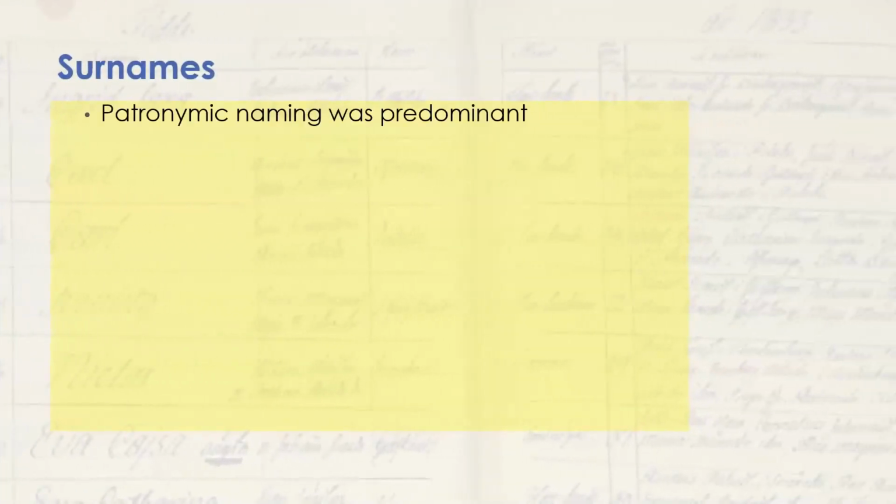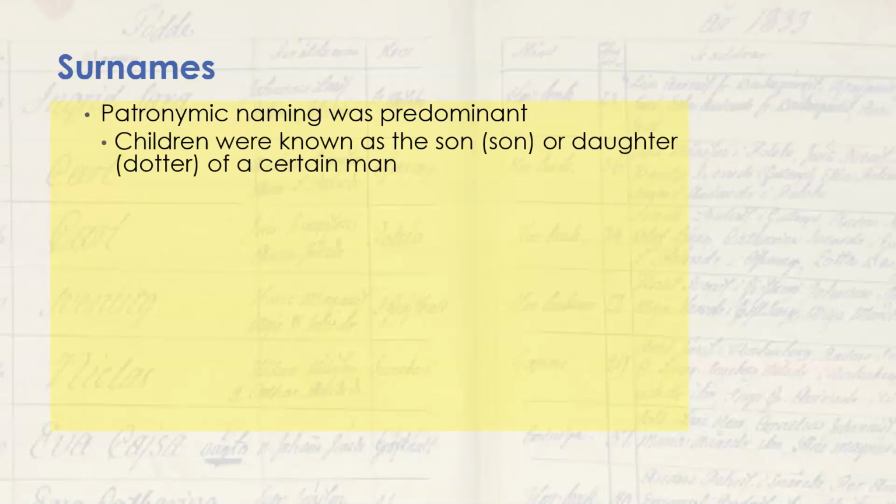Surnames are equally tricky. The patronymic system was predominant throughout Sweden. It was mostly used in farming villages where people did not have a family surname. Technically not a surname, what it means is that the child was known as the son or the daughter of a certain man. This was used mostly until 1860.